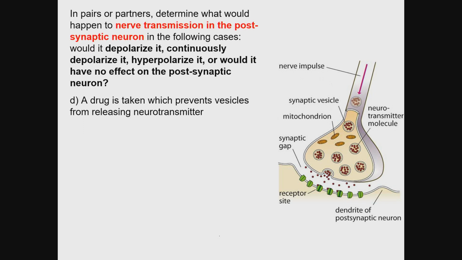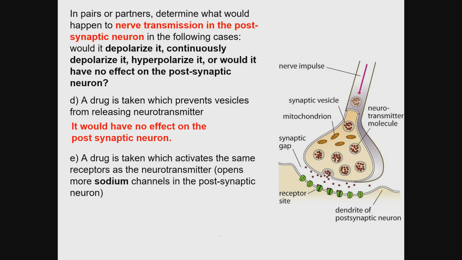Let's try a couple more questions. A drug is taken which prevents vesicles from releasing neurotransmitter, which means there are no neurotransmitters in the synapse. So it would have no effect on the postsynaptic neuron.